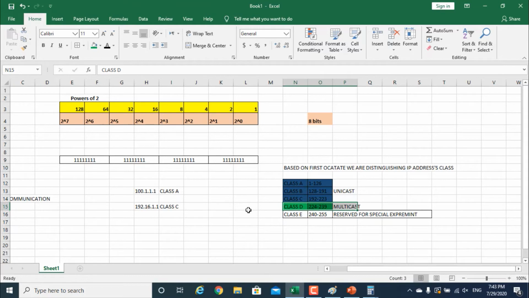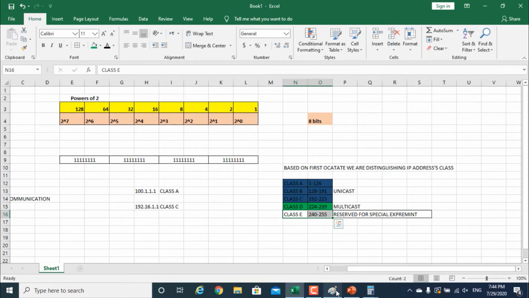In terms of the assignment of IP addresses, they are also different. In unicast, IP addressing is different. Multicast IP addressing is different, and class E is totally reserved. I don't know how that's going to be assigned or not, because no one has knowledge about the special experiments. Any type of experiment it can be.